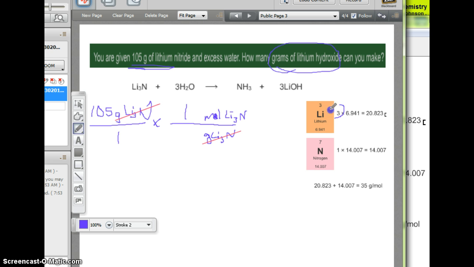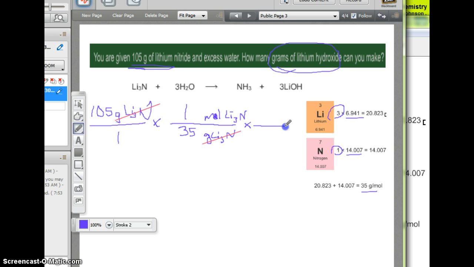And I say, okay, there are 3 lithiums. They each weigh 6.941. There's 1 nitrogen that weighs 14. I add it together. I get 35 grams for every 1 mole. Okay, now I'm going to keep going.